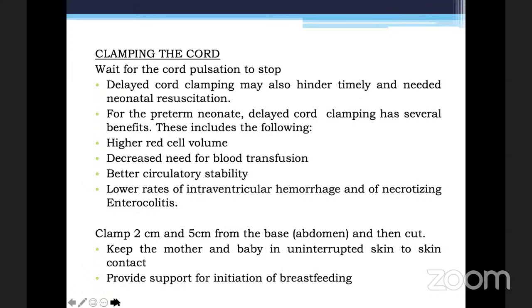For the preterm neonate, delayed cord clamping has several benefits. These include the following: higher red cell volume, decreased need for blood transfusion, better circulatory stability, lower rates of intraventricular hemorrhage, and necrotizing enterocolitis. Next slide.